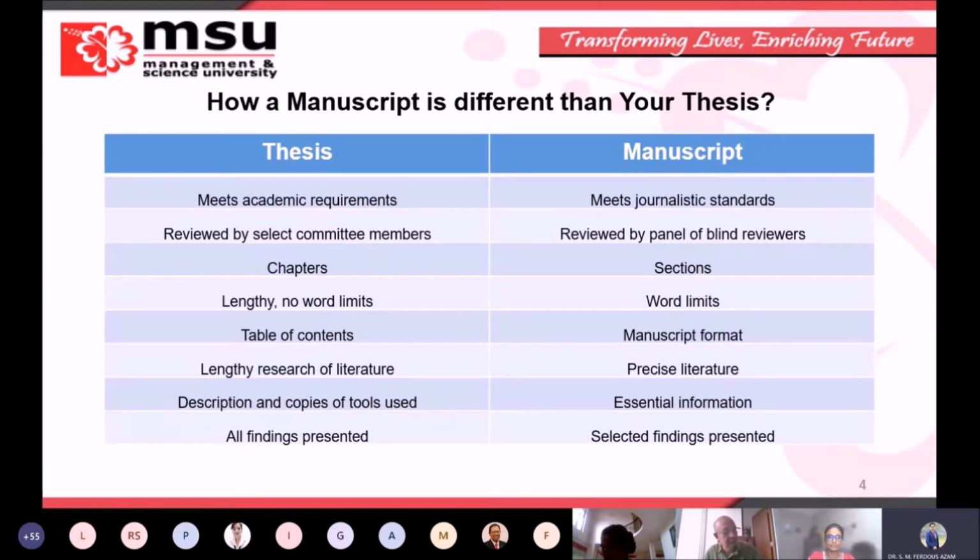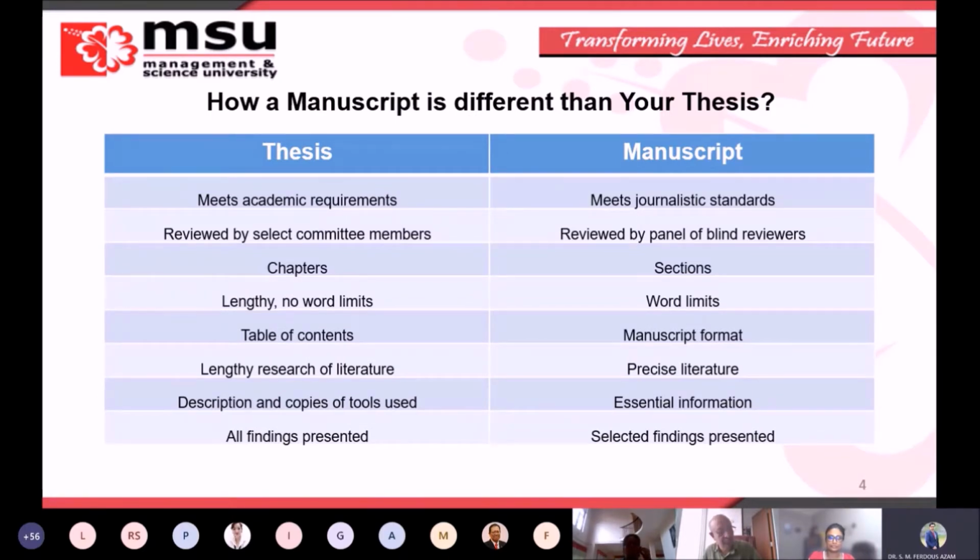Leading to this, the last one is that all findings are presented inside the thesis. However, for the manuscript, only selected findings are presented. Let me give an example. For those who have used SPSS or AMOS or PLS, in the thesis, we start from CFA, designing one by one, amending one by one, and in detail we write until the measurement model and structural model. So we present every single detail of what we have done.